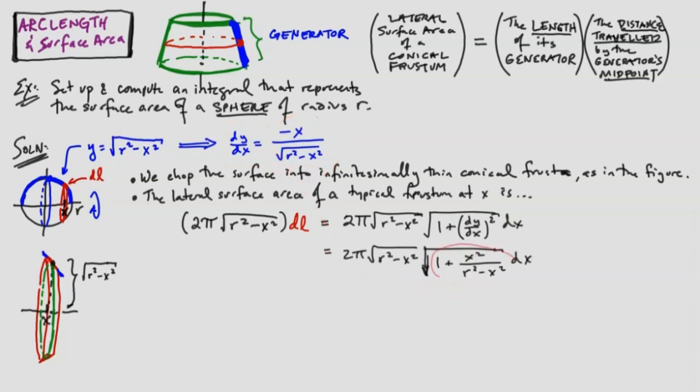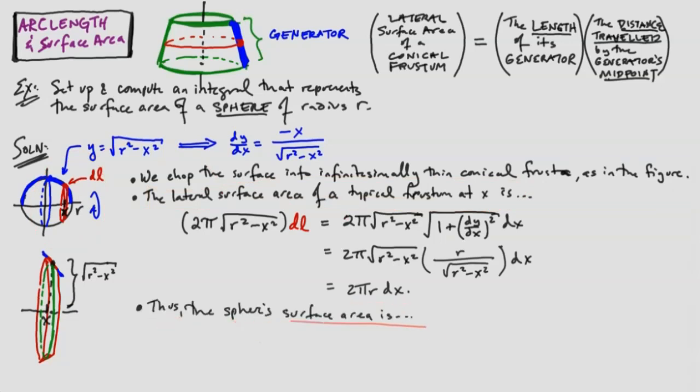Once again, the stuff under this radical simplifies to r over the square root of the quantity r squared minus x squared. Hey, look how nice that is. Now I've got a square root of r squared minus x squared downstairs and upstairs, so they cancel out, leaving us with 2 pi r dx. Great. What is this thing? We haven't forgotten, because we've written everything down. This is the lateral surface area of a typical frustum at x. So this is precisely the thing we want to integrate.